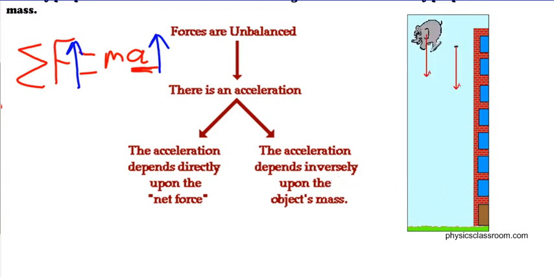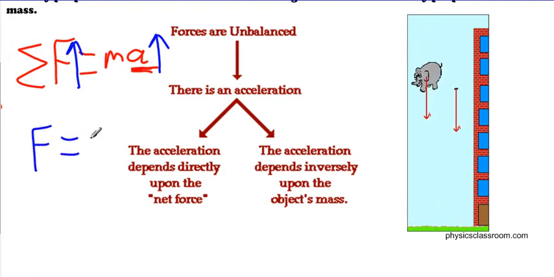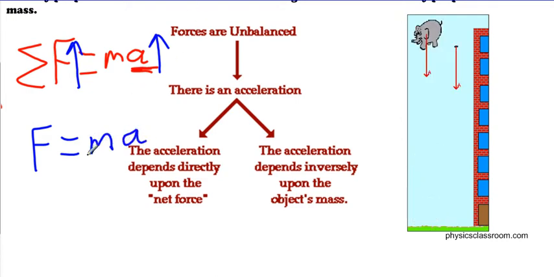Now, as the mass increases, so if we were to compare the elephant to whatever it might be compared to, in this case a feather, the acceleration depends inversely upon the object's mass. So given the same force, if your mass increases, the acceleration will decrease. And we'll go through some practice for this in a separate video or in class.